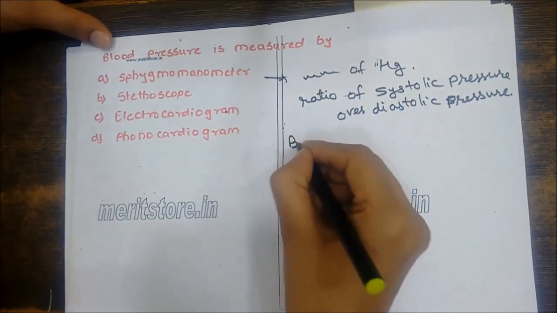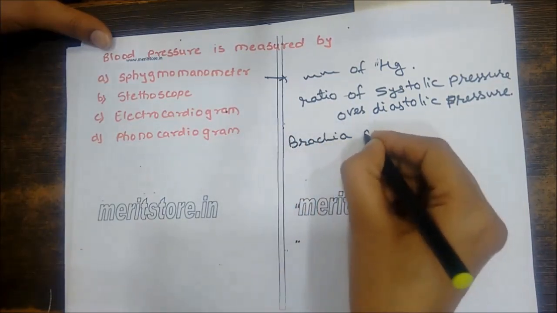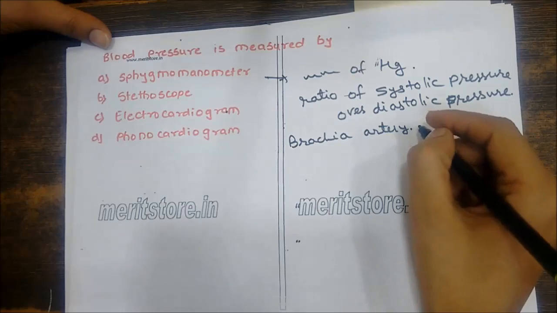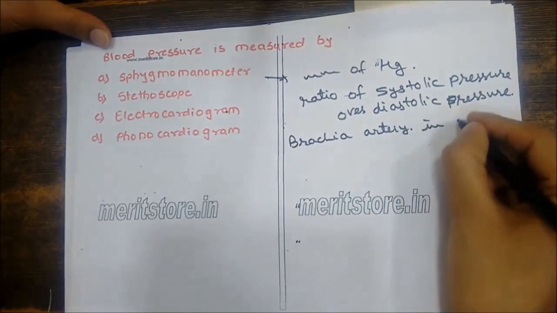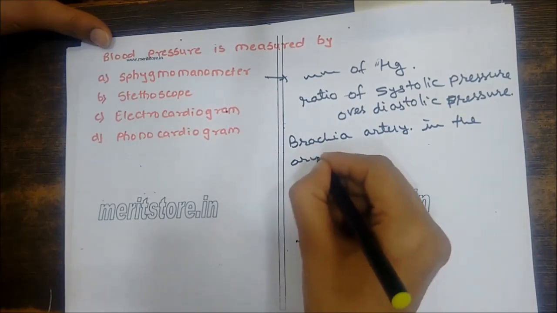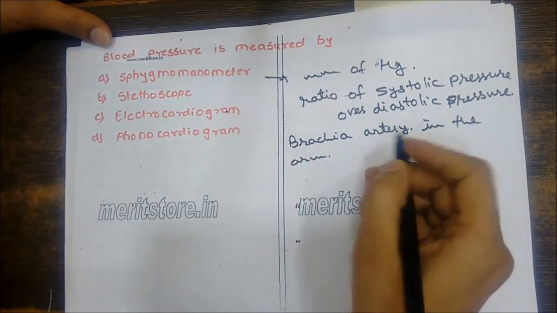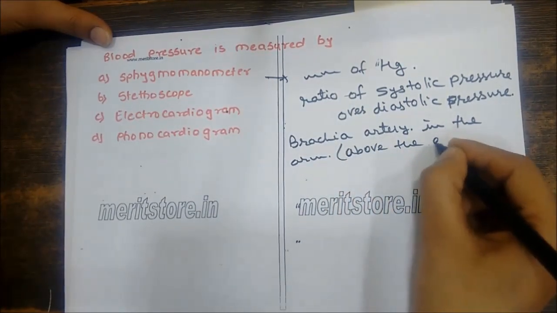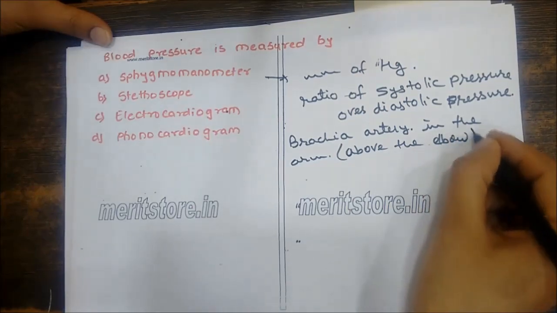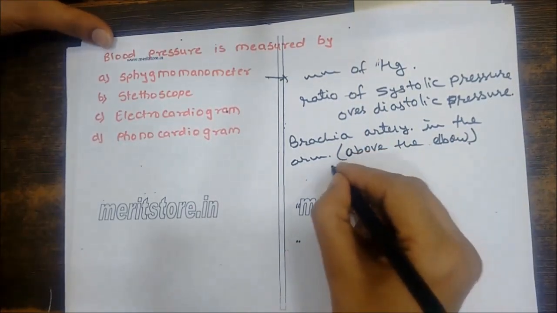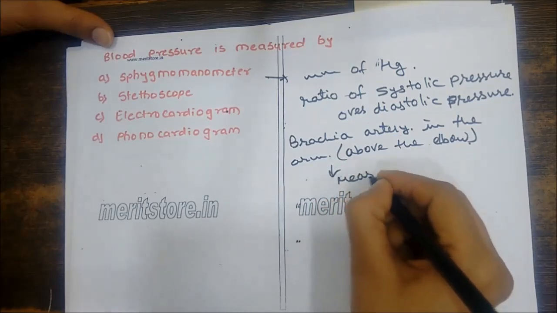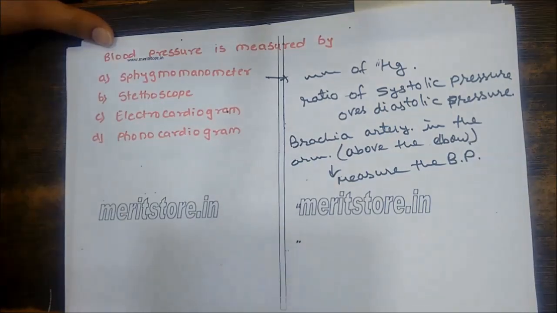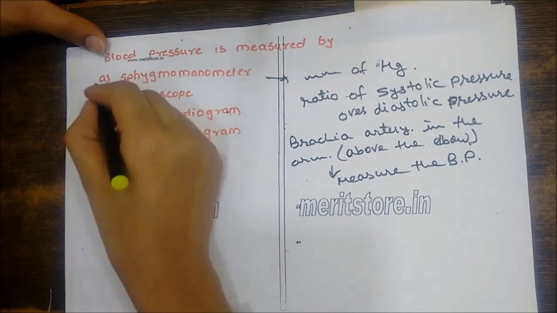The brachial artery is found in the arm, just a little above the elbow, and it is used to measure the BP with the help of the sphygmomanometer. So blood pressure is measured by the sphygmomanometer, A.